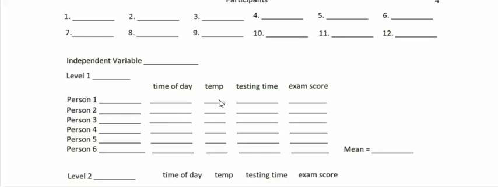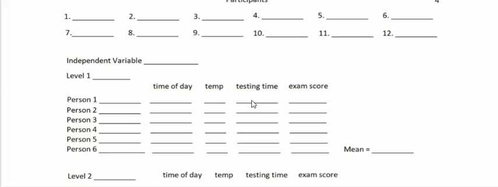And write the temperature of the room that they're going to be tested at. So this would be the temperature of the room that person 1 takes the exam in. This would be the temperature of the room that person 2 takes the exam in.